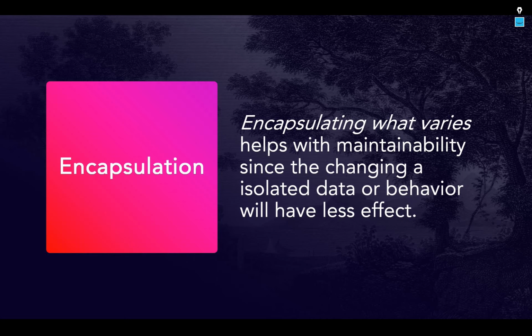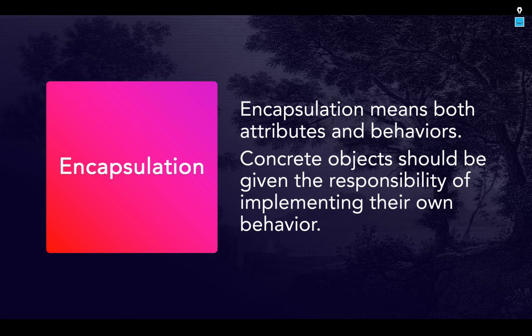Encapsulating what varies helps with maintainability, since changing an isolated data or behavior will have less effect on your whole system. And encapsulation means both attributes and behaviors. This is the third point: concrete objects should be given the responsibility of implementing their own behavior. So when you're encapsulating, you're not only encapsulating the attributes or the form of your classes, you're also encapsulating the methods or the behavior of that object. Sometimes people forget this part, that this is also something you can encapsulate.